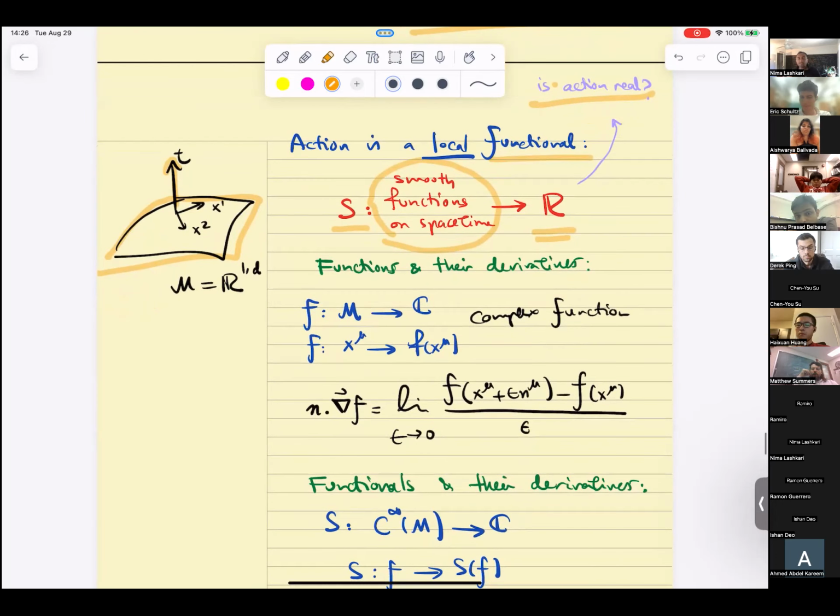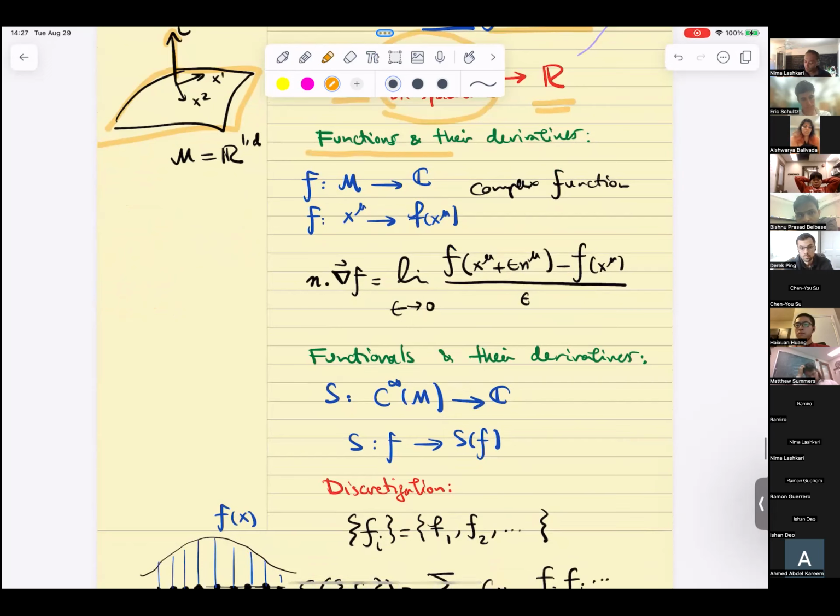So to just help you, this is where things get a little bit icky. It takes just a bunch of examples to familiarize yourself with how functionals are different from functions, right? So let's just remind ourselves what functions and their derivatives are.